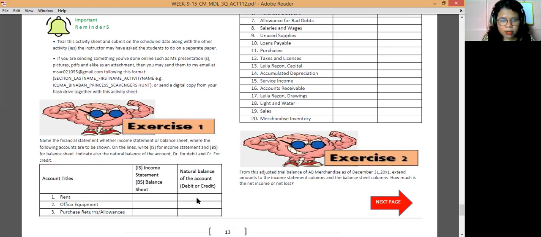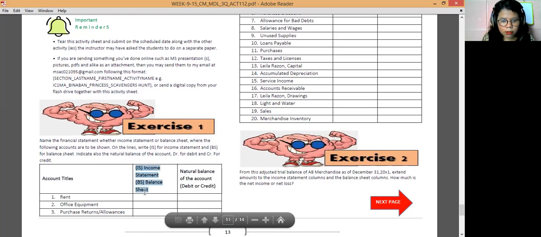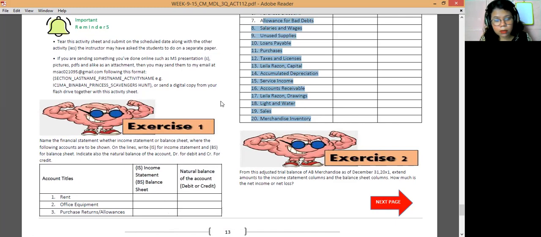Then, syempre, na-identify nyo na is rent. So, ano siya? Debit ba siya or credit? Yun lang ang ilalagay nyo, ha? DR or CR. So, debit. Diba? Yung ibig sabihin ng DR is debit. Then, yung CR is credit. Okay? So, yun po ang ilalagay nyo dito, ha? Sa unang column, income statement or balance sheet. So, etong mga account titles na to, saan daw siya mag-a-appear? So, sa balance sheet ba or sa income statement? Nasa sa inyo yan.